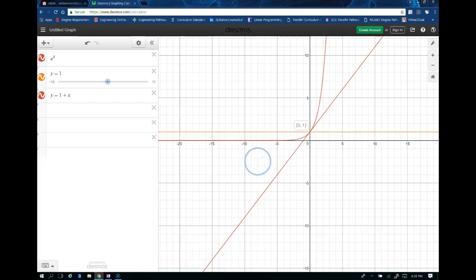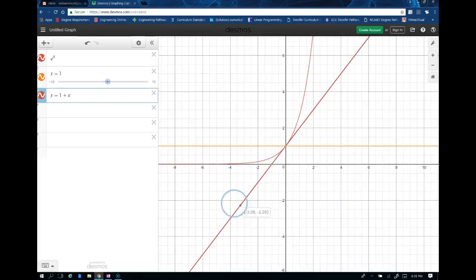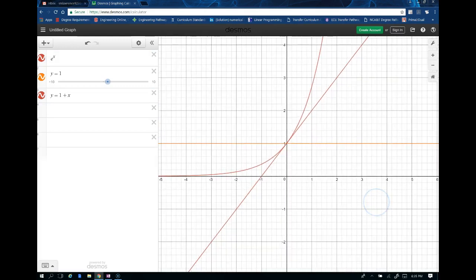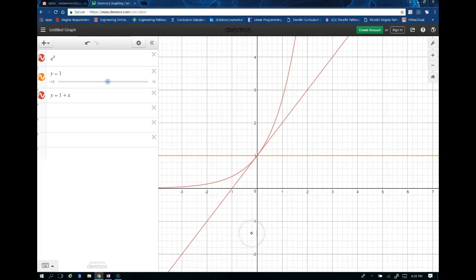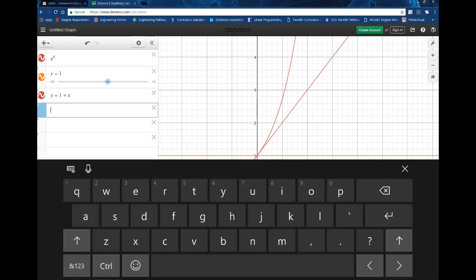So if we zoom in on this, you can see that right away, besides having the single point in common, the red graph follows the e to the x graph kind of away from the 0 point longer than the orange graph does. The orange graph really has nothing in common besides that single point, but our linear equation starts to follow it in the same direction that it's moving, and that's because the slopes match.